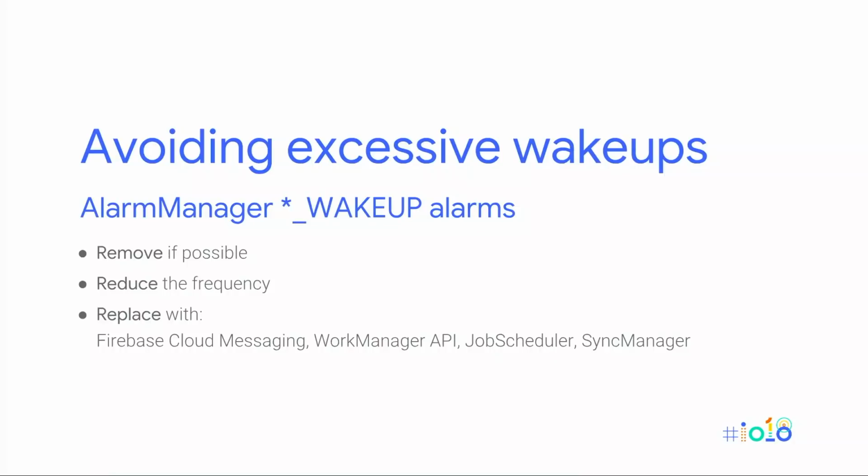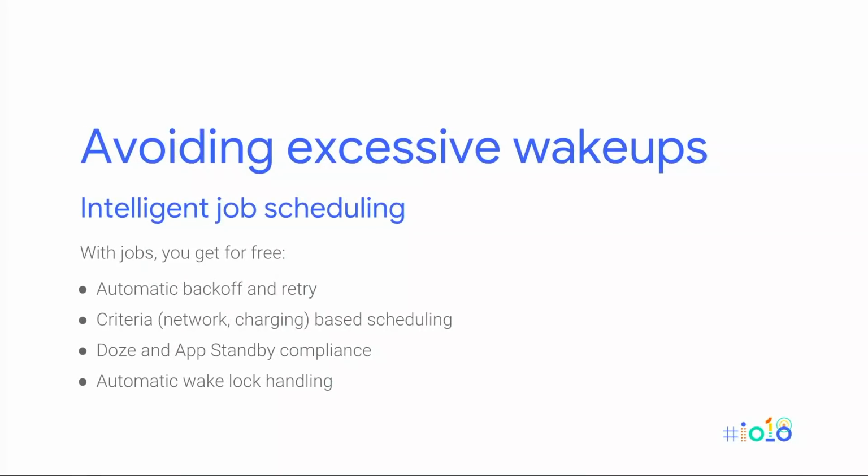And if you can, replace your alarms with other APIs, such as Firebase Cloud Messaging, whenever the wake-up has to happen for something that changed on your server, and you can send it as a push message. Or use one of the job scheduling APIs, such as the newly announced WorkManager, or even Job Scheduler or Sync Manager. And you know, with intelligent job scheduling, you get a lot of things for free, such as automatic backup and retry if your job fails for any reason.